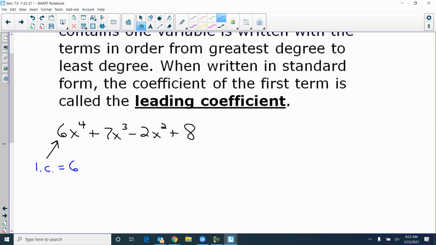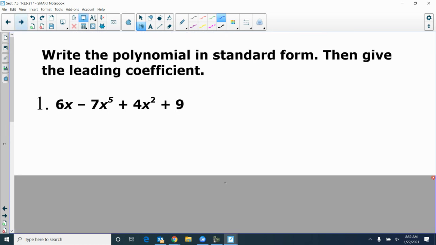We want to put everything in this form. We do not want to rearrange things if it's already in that form. If it's not in that form, now we rearrange things. All right, is that the first one you got there? Zach, what would it be in standard form?